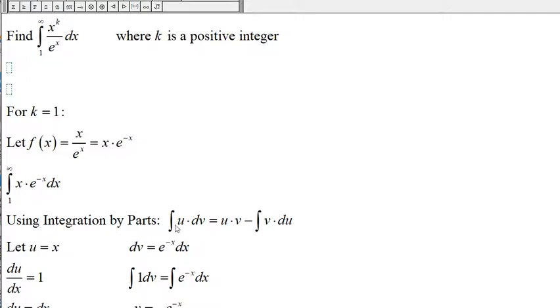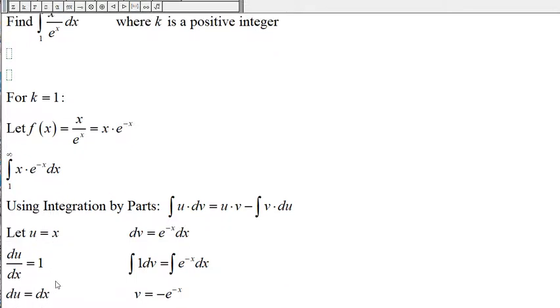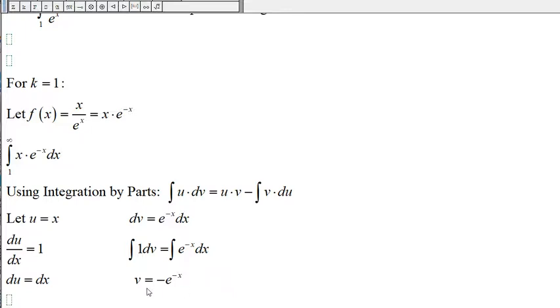And recall that the formula for integration by parts is the integral of u times dv is equal to u times v minus the integral of v times du. And so in this case, let u be x, and then let this part right here be dv. So we have du/dx will be 1. And so du is equal to dx.